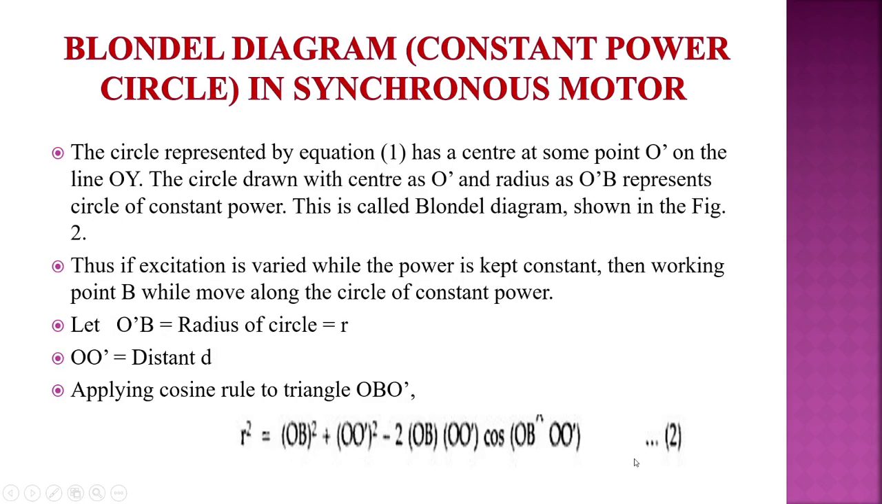The circle represented by equation 1 has a center at some point O on the line OY. The circle drawn with center as O and radius as OB represents the circle of constant power. So this is called the Blondel diagram.